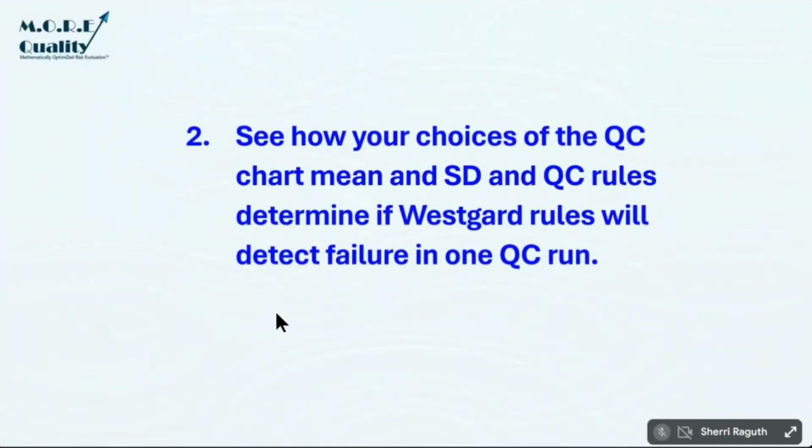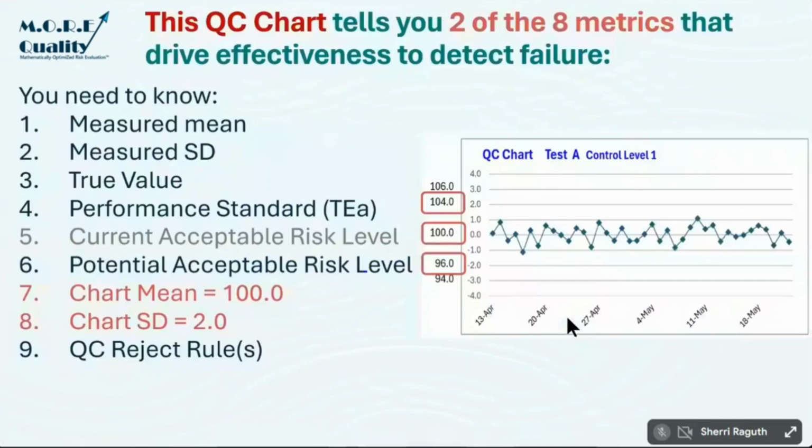So the next thing we're going to do is look at how your choices of the QC chart mean and SD and the QC rules determine if Westgard rules will detect failure in one run. You control the QC process. You decide in the lab what's the mean value, what's the SD that you're going to put on the QC chart, what QC rules you are going to use, and how you make those decisions in your lab determines whether or not you will detect error if your method shifts from good to bad.